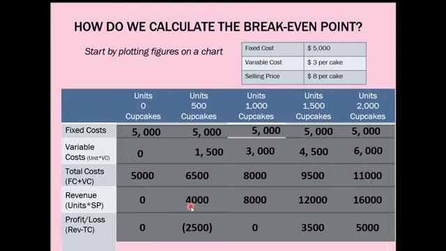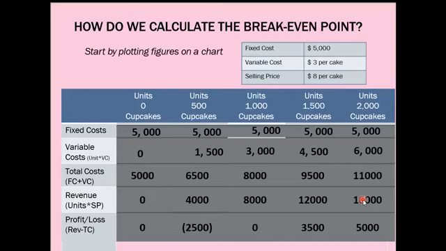How do we get our revenue? Our revenue is our selling price per cake. When we didn't produce any cake, we didn't make any sales. But immediately we produced 500 units, we had $4,000. Why? $8 multiplied by 500 units. When we produced 1,000 units, we had $8,000, which is the selling price, 1,000 units multiplied by 8. And so on. When we produced 2,000 units, we had $16,000.